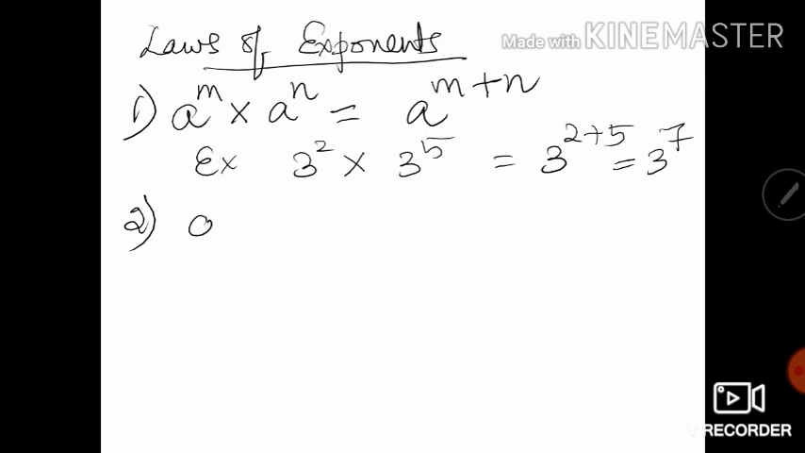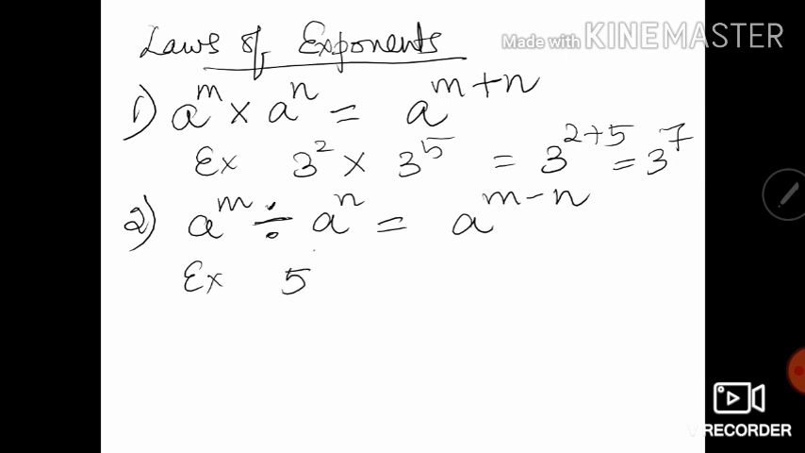Second law, if you have two numbers that have the same base but different powers and they are divided, then the powers get subtracted. We can write a to the power m divided by a to the power n as a to the power m minus n. Example, 5 to the power 3 divided by 5 to the power 2 can be written as 5 to the power 3 minus 2, equal to 5.